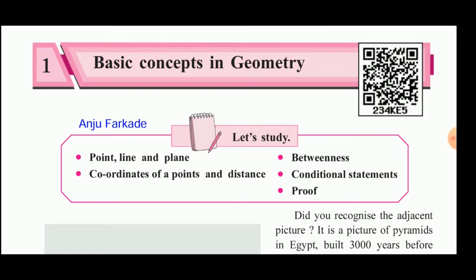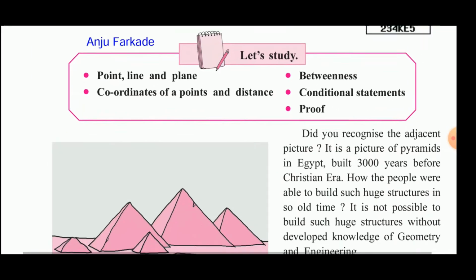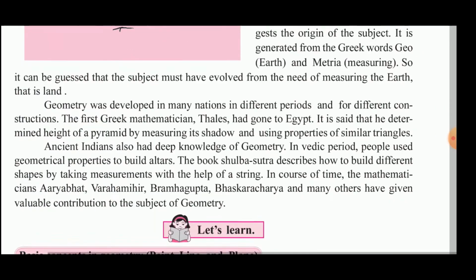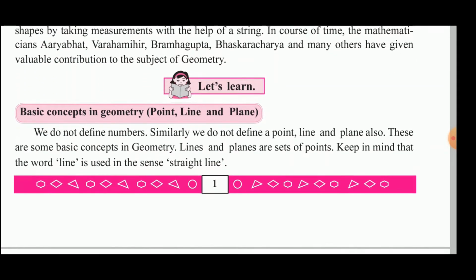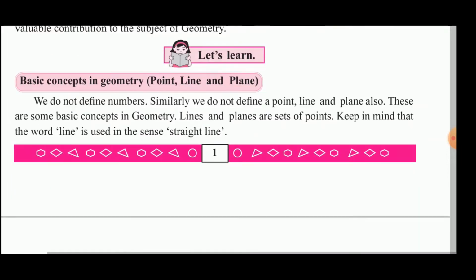Today we are going to start the first chapter of geometry, the basic concepts in geometry. In this chapter, we will see the basic concepts such as point, line, and plane. Like in algebra or arithmetic, we do not define numbers because they are basic concepts. In the same way, point, line, and plane are the basic concepts in geometry. Lines and planes are sets of points. This line is used in the sense of a straight line.